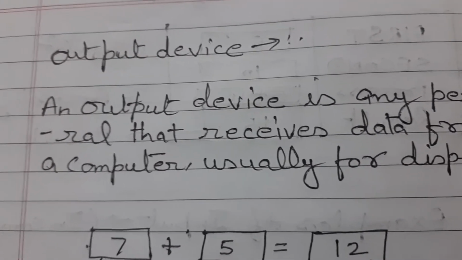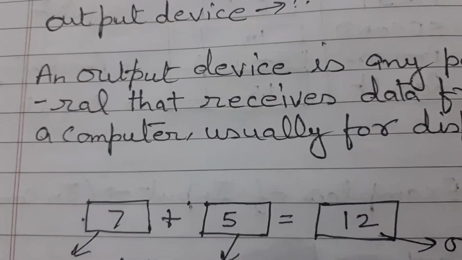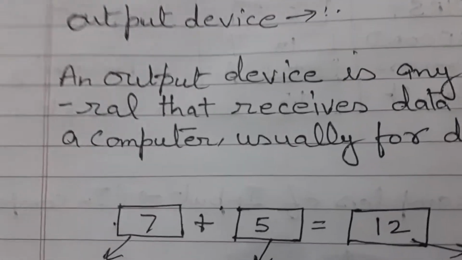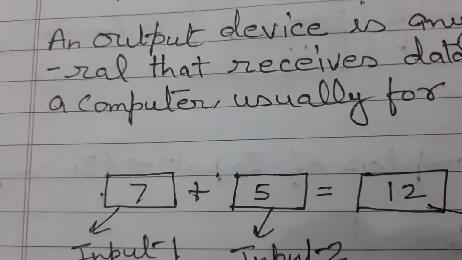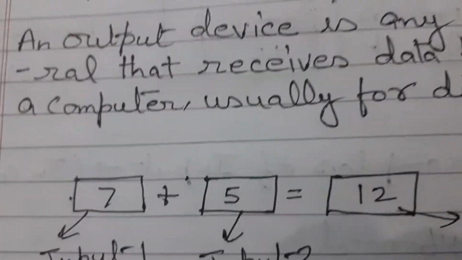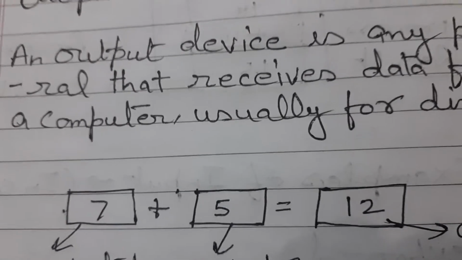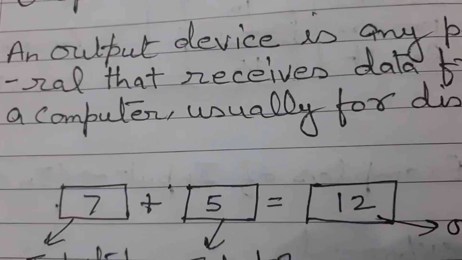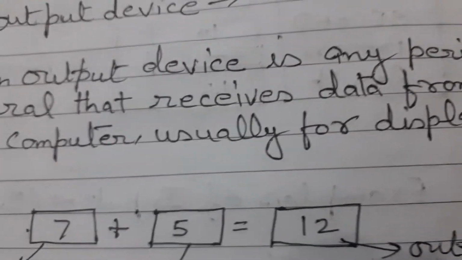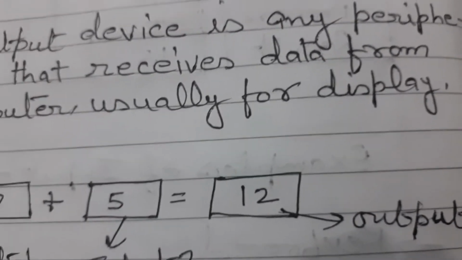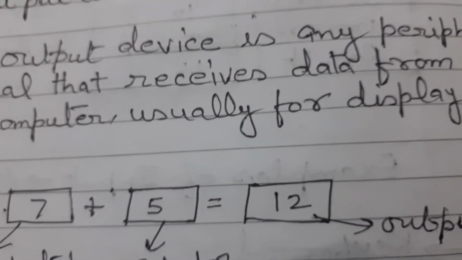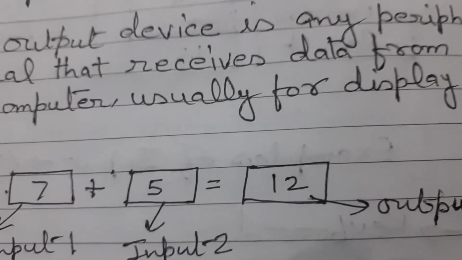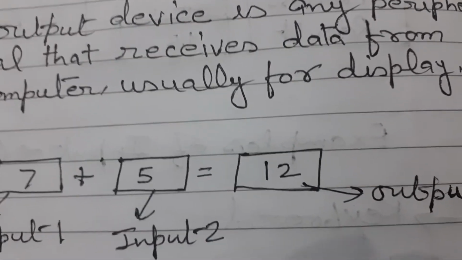Suppose we have to add two numbers like 7 plus 5. The 7 and 5 both will be input for the system. It will be processed and we will get the output 12 that will be displayed on the screen. So to display the outputs of the processed data, we use the output devices.